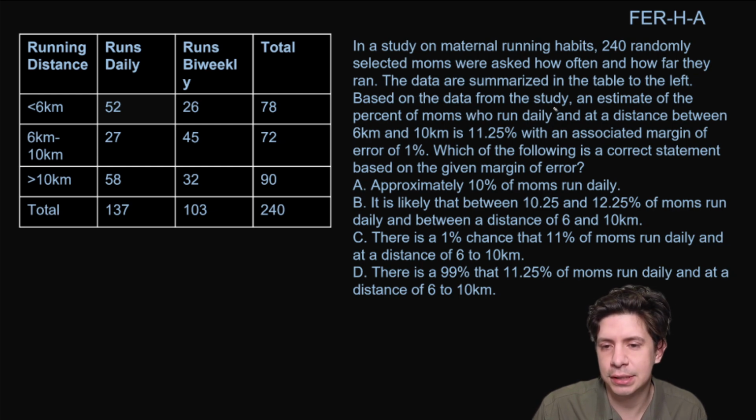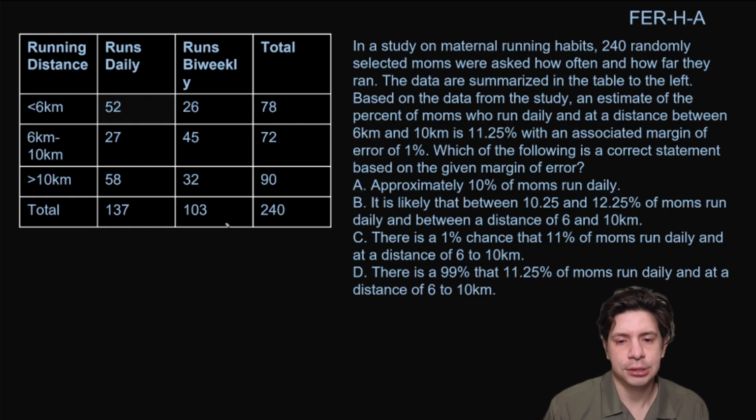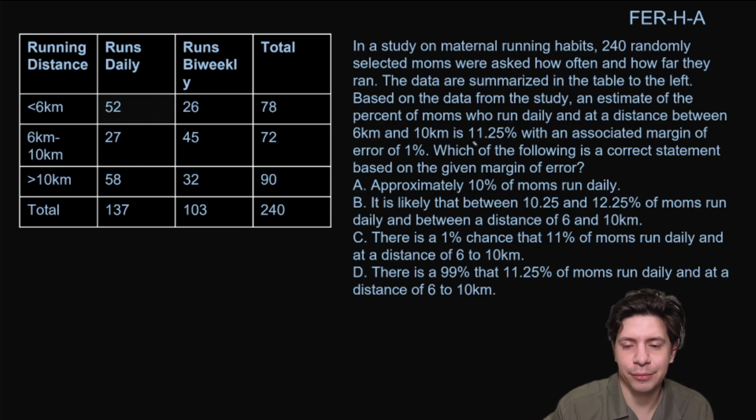Based on the data from the study, an estimate of the percent of moms who run daily and at a distance between 6 and 10 kilometers is 11.25%, with an associated margin of error of 1%. Which of the following is a correct statement based on the given margin of error? So we have this chart. We're actually given a lot of information that it's 11.25% between 6 and 10 kilometers, right?